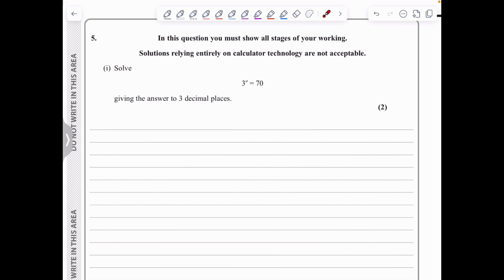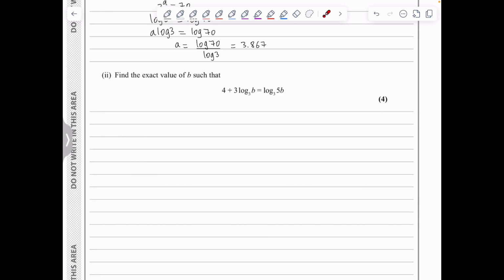In 5i, we need to solve 3 to the a equals 70, giving the answer to 3 decimal places. So I will start by taking log of both sides. So log of 3 to the a is equal to log of 70. The a can come down, so a log 3 is equal to log of 70, which means that a is log of 70 divided by log of 3, which gives an answer of 3.867 for a.